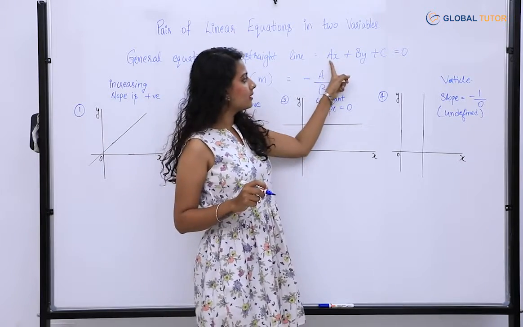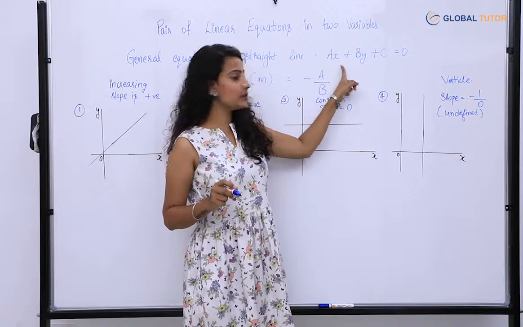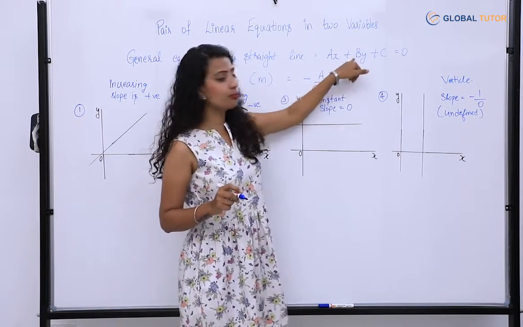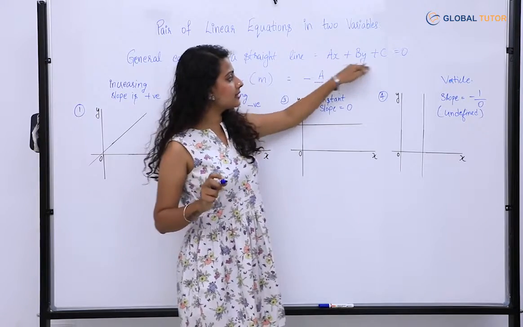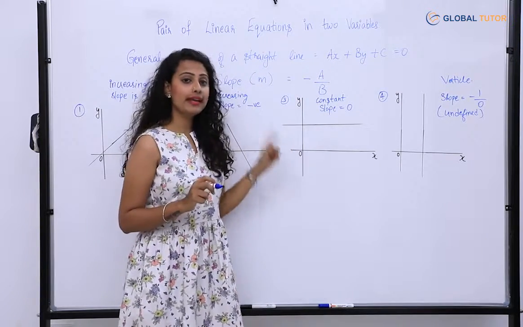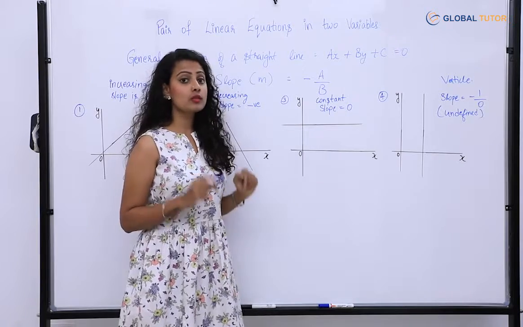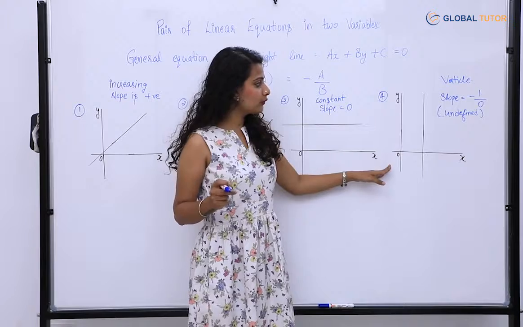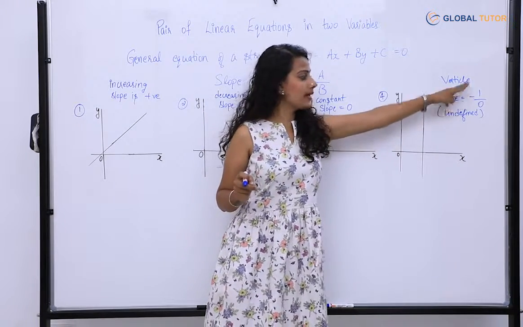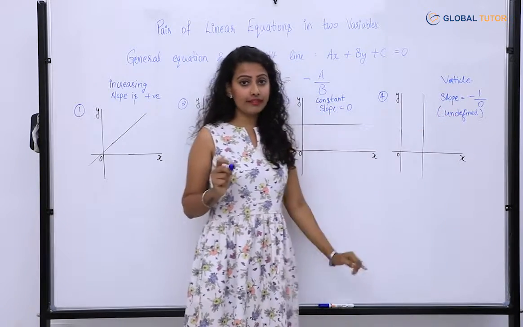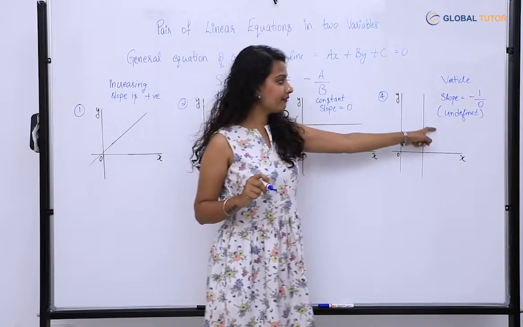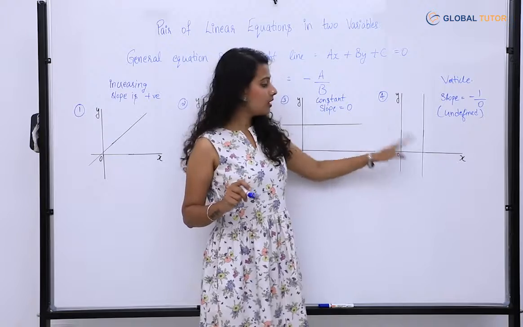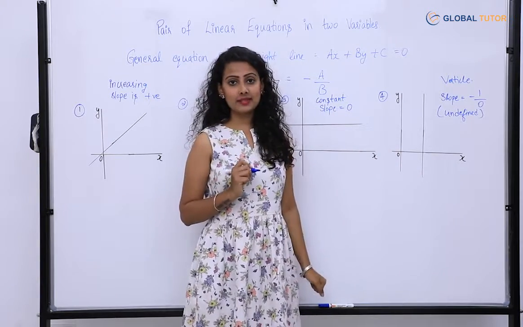Similarly, when the general equation of a straight line ax plus by plus c is equal to 0, in this case if value of b is 0, then this equation reduces to the form ax plus c is equal to 0. So in that case, the graph will look like this, like the fourth one. So here if you see, the slope is minus 1 by 0, which means it is undefined. So in case of an undefined slope, the line is parallel to y-axis and perpendicular to x-axis.